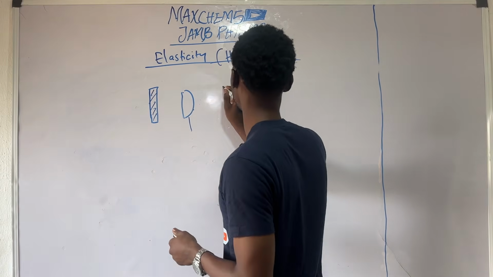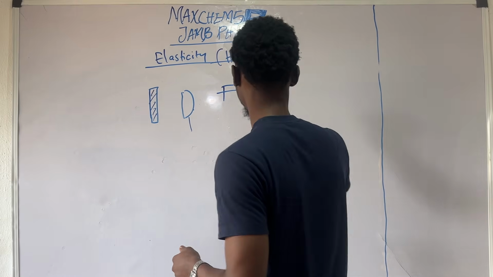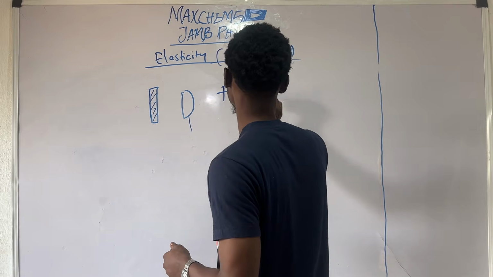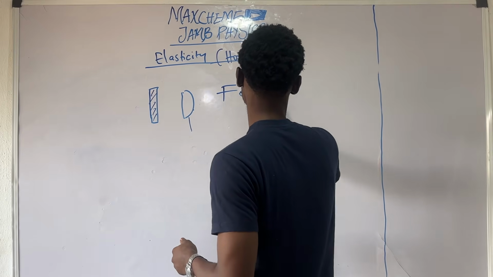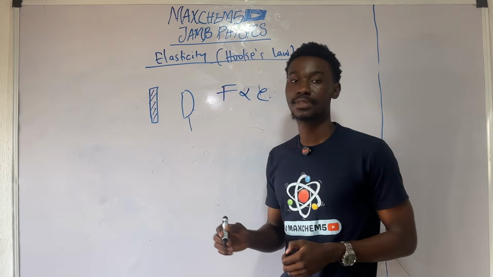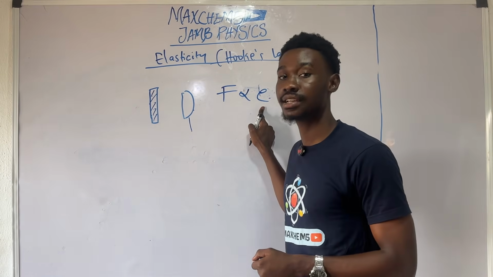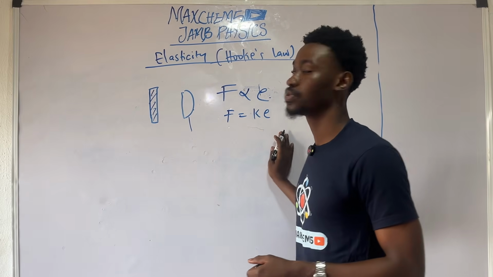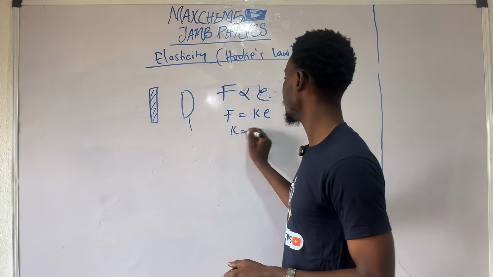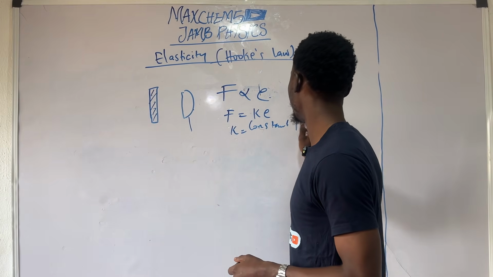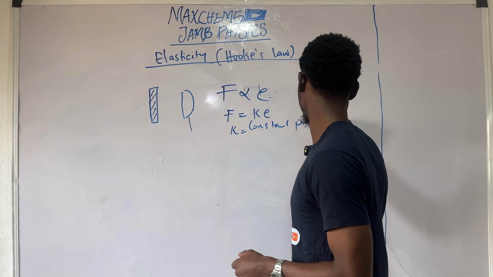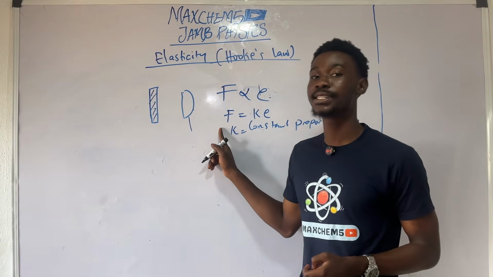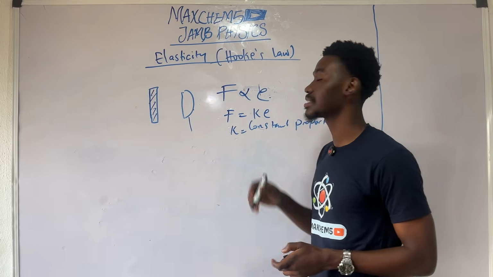So mathematically, Hooke's law is written as, let me write it mathematically as a variation first. F is directly proportional to E. That means the force is directly proportional to the extension. So taking out the variation sign, we have F is equal to KE, where K is the constant of proportionality. Since we have this to be the case, we know that F is the force applied on that material and E is the extension of the material.